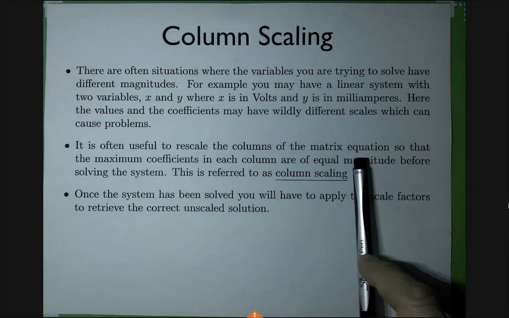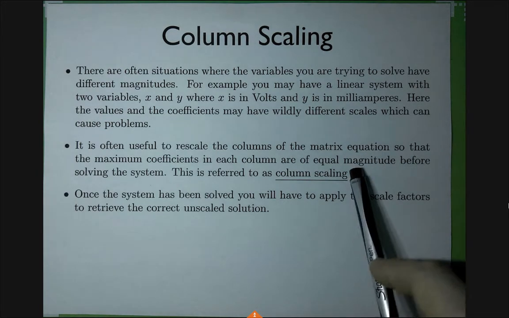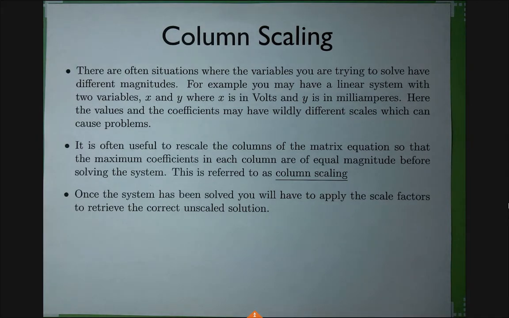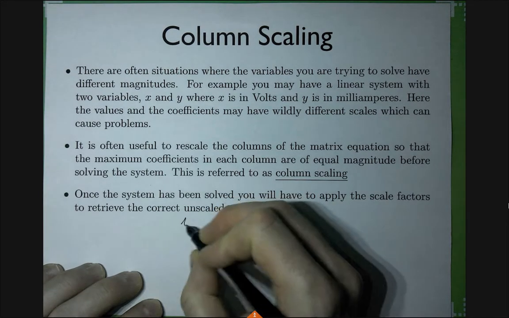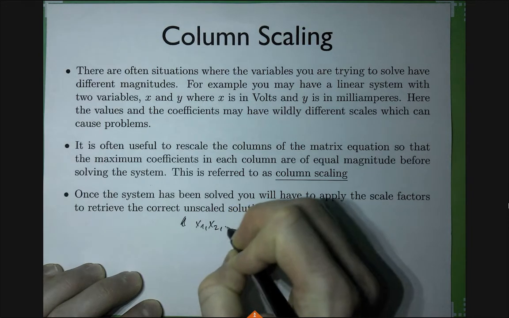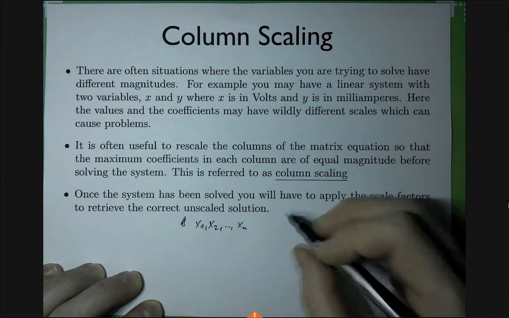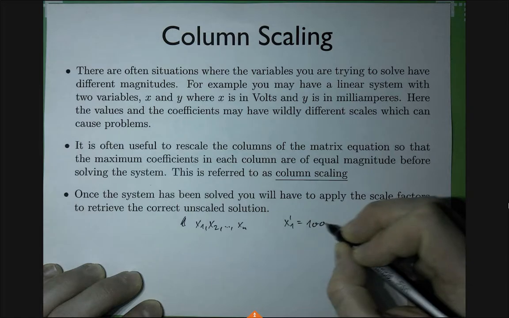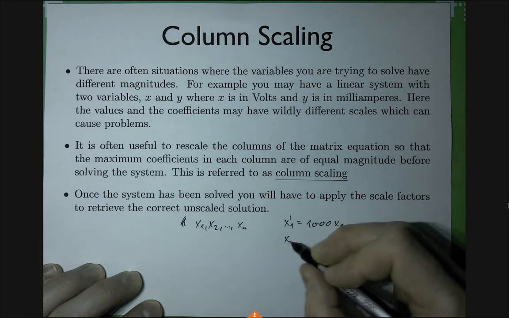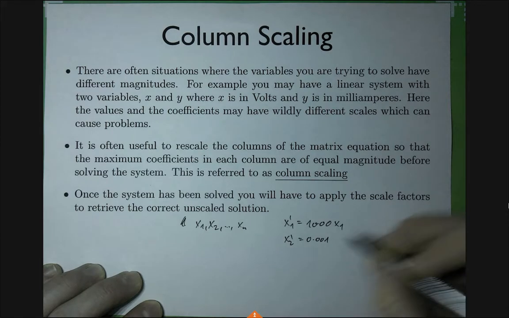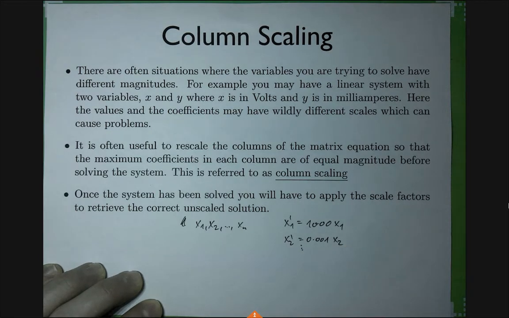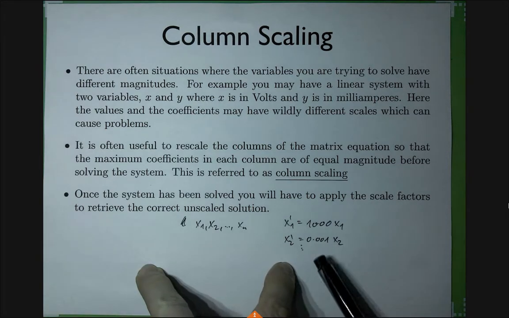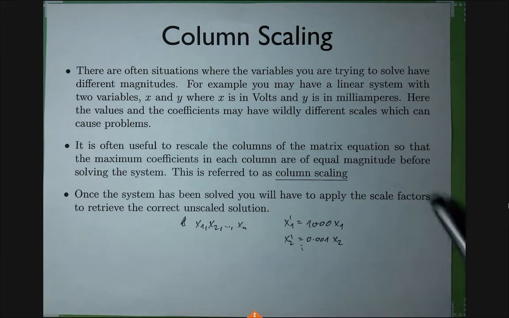So what you can do to combat this is scale the entire columns. What does it mean to be scaling columns? If you have your unknowns x1, x2, and so on to xn, you can introduce a substitution, where you will be solving for x1 prime, which will be, I don't know, 1,000 times the original x1. x2 prime will be 0.001 x2, and so on. So this corresponds to scaling columns. And this way you can again bring the system to be better behaved and reduce the rounding errors.